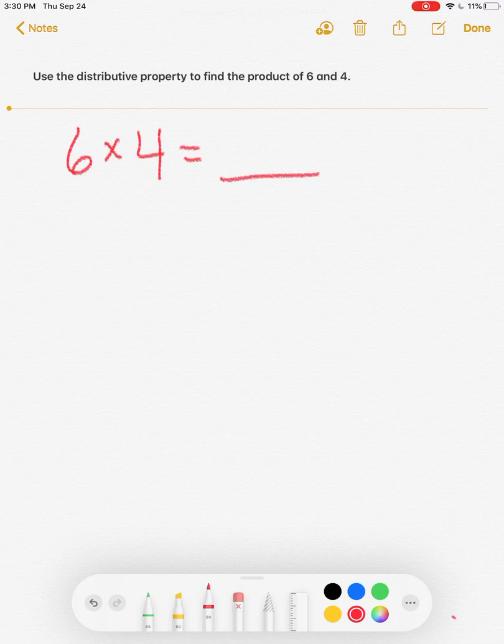The distributive property is a property that allows us to break apart or find the answer for two smaller arrays to help us find the answer of the larger array. So I'm going to start off by drawing my array for 6 times 4. Now I know that 6 times 4 means 6 groups of 4. So I'm going to draw 6 rows with 4 items in each row.